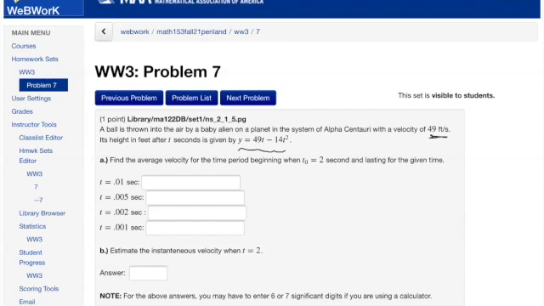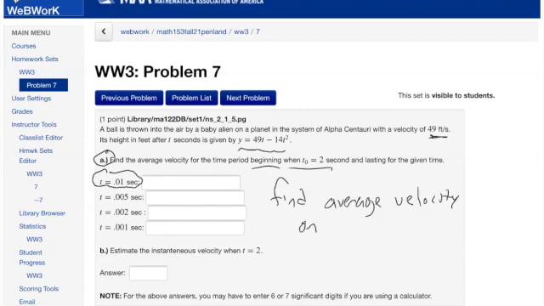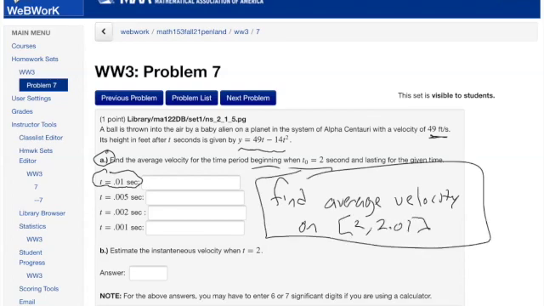The first part is to find the average velocity for the time period beginning when t0 is equal to 2 and lasting for the given time. Here it's saying lasting for 0.01 seconds. This is the same thing as saying find the average velocity on the interval [2, 2.01]. And we know how to do this. This is the change in y over the change in t. So what I'm going to be looking for here is y of 2.01 minus y of 2, over 2.01 minus 2.